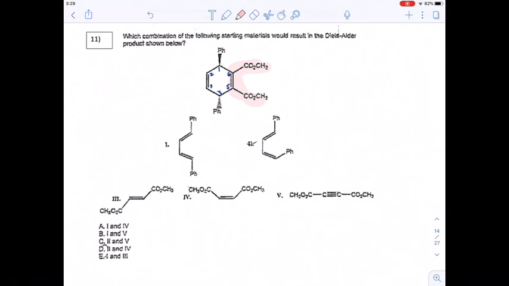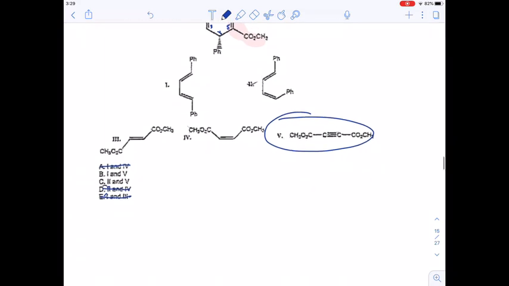The first thing I notice is that our dienophile region, this side, still has a double bond left behind. And the only way that happens is if you start with a triple bond, as you guys remember from the practice problems on the pre-mock, with CN and NO2. So right off the bat, you know the dienophile has to have a triple bond in it. And the only one that has that between these is V. So you know one answer is going to include V. So you can eliminate anything that doesn't have V.